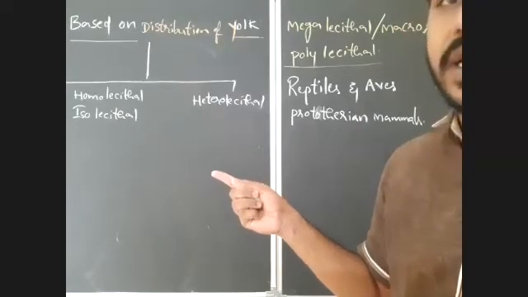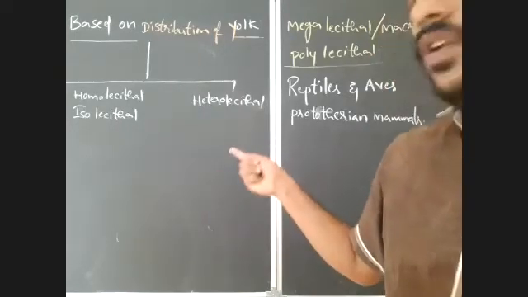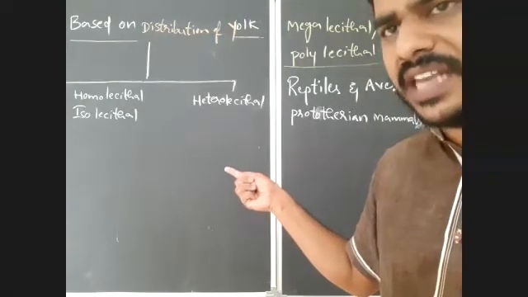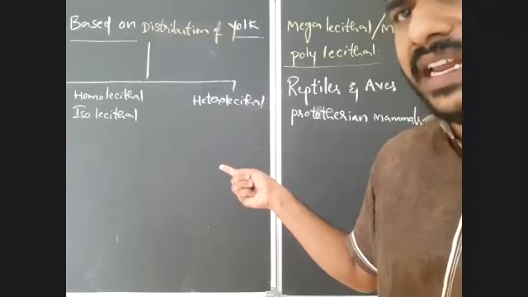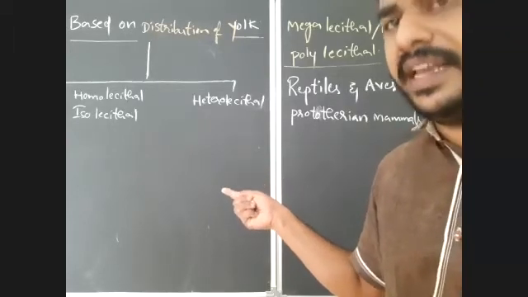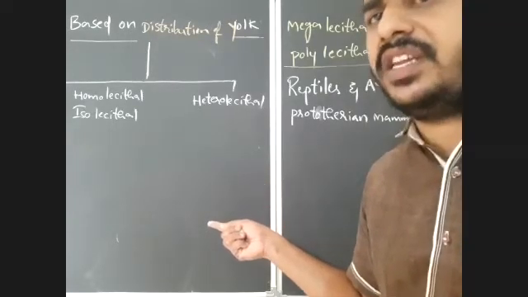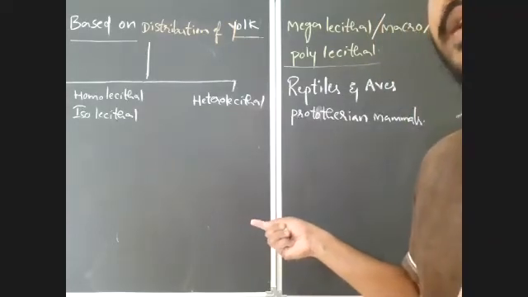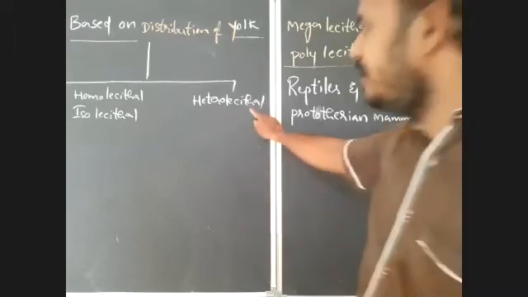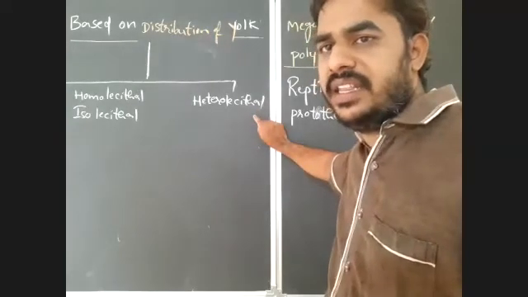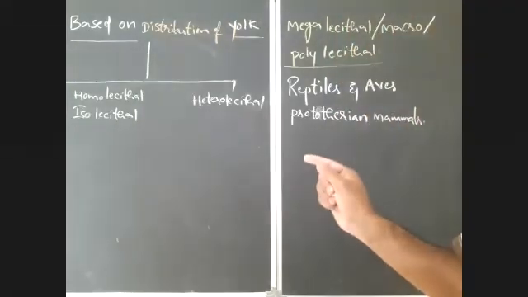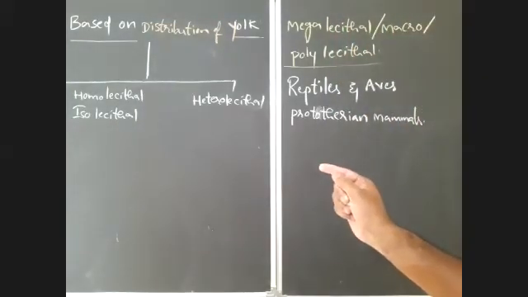or there is a uniform distribution of yolk. What about heterolethal eggs? In the heterolethal eggs, the yolk is not distributed evenly throughout the egg. In some regions there is more yolk, and in some regions there is very little yolk. Uneven distribution of yolk in the eggs is the character. So that you have to remember.